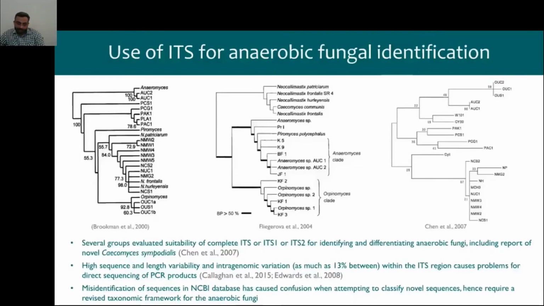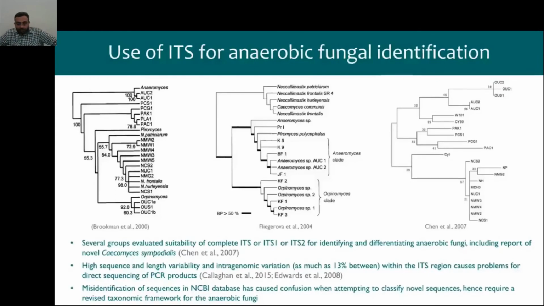Since all these regions are multi-copy genes, in the case of ITS there is a lot of intra-individual polymorphism, as much as 13% as shown in one study by Callahan and co-workers. It also makes a problem for direct sequencing of the amplified PCR product, and most of the time we need to clone it to get a clean sequence.